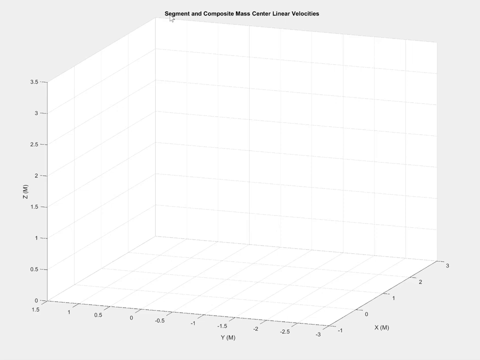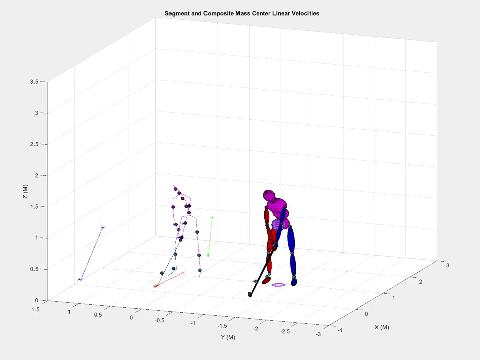Just spent a couple of intensive days working on AlphaMan, getting used to the program and learning all of its features. And I was just going to show you one. So let's take a look at the segment and composite mass center linear velocity. What that means is, coming up on the right hand side of the screen here, you're going to see the ellipsoid AlphaMan avatar of a person hitting a golf shot. On the left, you're going to see a scaled down version with all of the mass centers of the body. So you'll see those appear now.